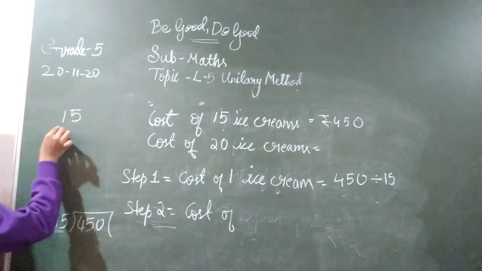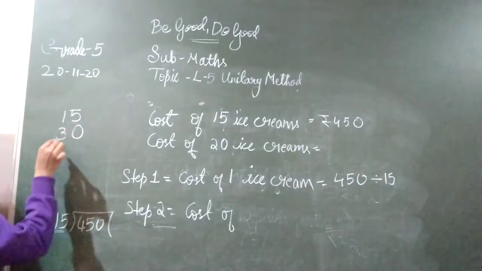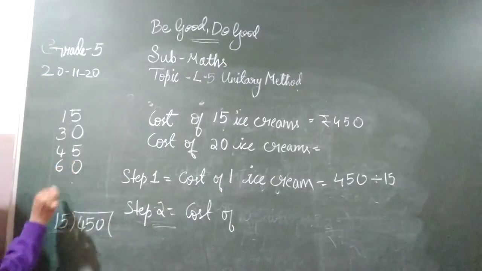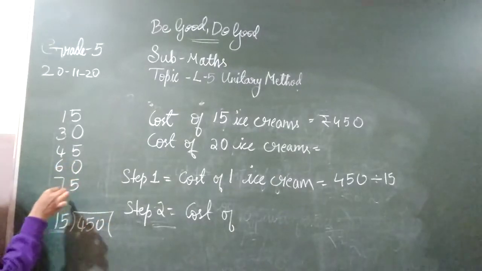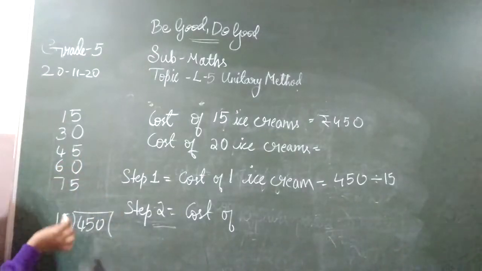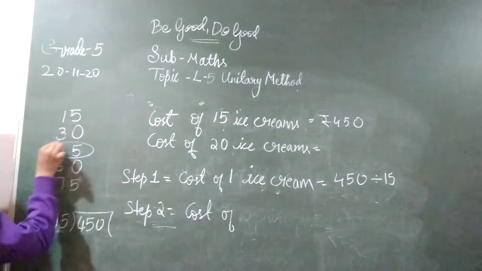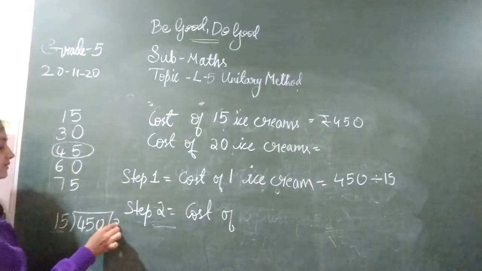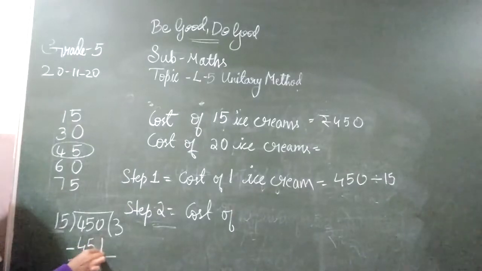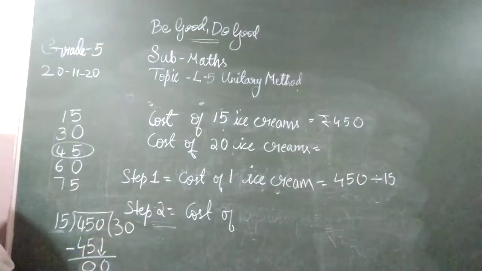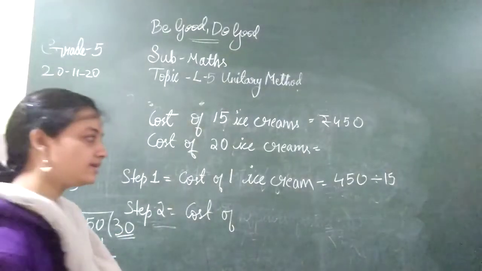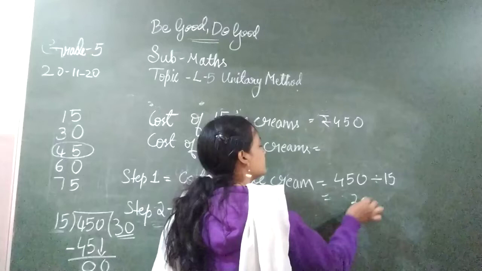15 ones are 15, 15 twos are 30, 15 threes are 45, 15 fours are 60, 15 fives are 75 and so on. I only used 3, so I stop here. So 15 threes are 45, you can see here. And the 0, I directly add to my quotient. So what is the answer I get? For one ice cream, the cost is 30 rupees.